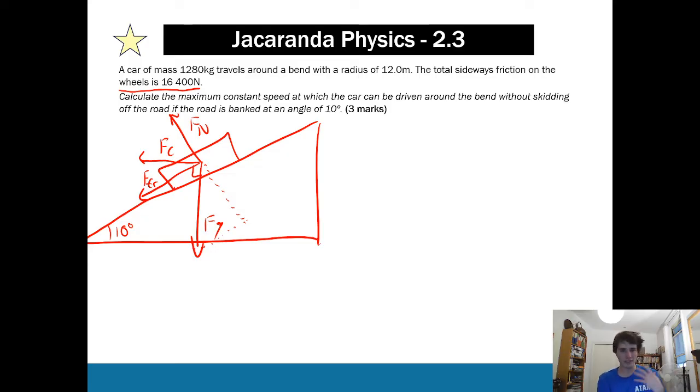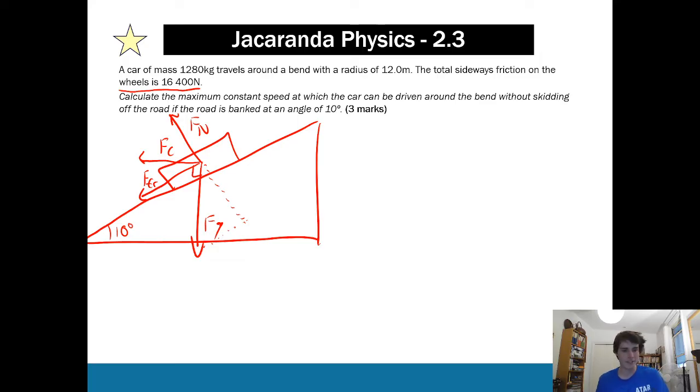If you have a quick question, is it still okay to do things in terms of the normal and frictional force, i.e. the plane perpendicular to the plane and horizontal to the plane? Yeah, that's perfectly fine. It's just going to be slightly more complicated, which is why I've chosen to do resolving into the plane of the centripetal force.